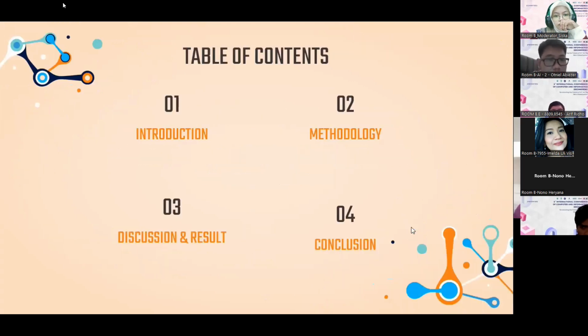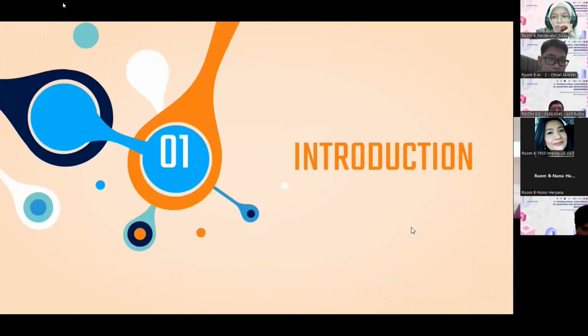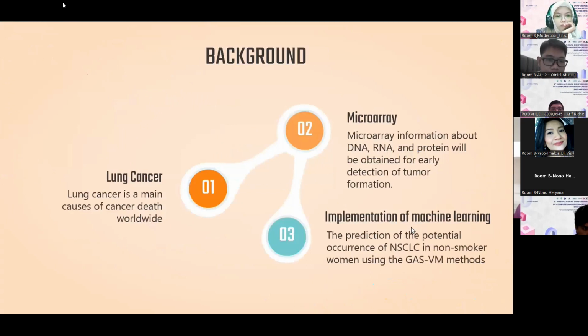There are 4 steps that I will explain. First, introduction. Second, methodology. Third, discussion and result. And last, conclusion. Introduction, background of the research. First, lung cancer. Lung cancer is the main cause of cancer death worldwide. The different types of lung cancer are small cell lung cancer, or SCLC, and non-small cell lung cancer, or NSCLC.